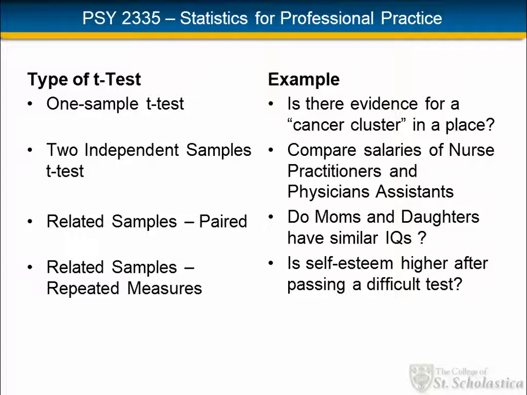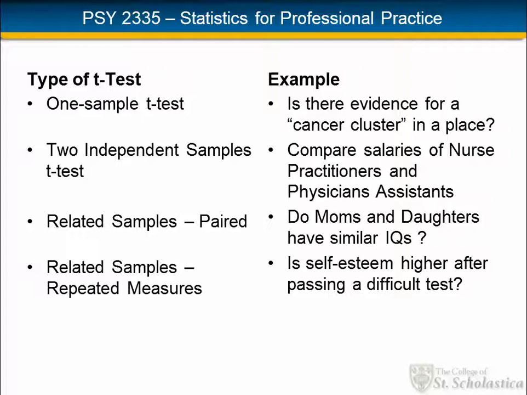The second type of t-test looks at having independent samples, two different groups. So for instance, we might compare the salaries of nurse practitioners and of physician's assistants and see if those two groups of practitioners differed significantly in their salary.